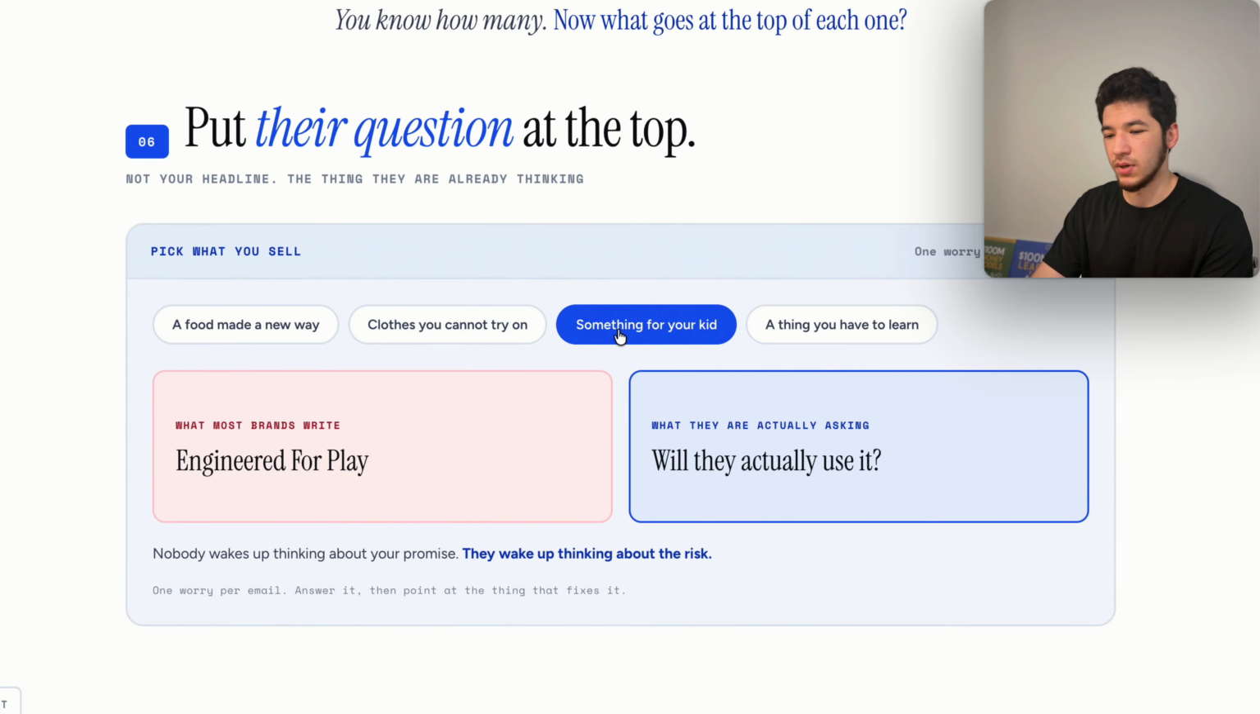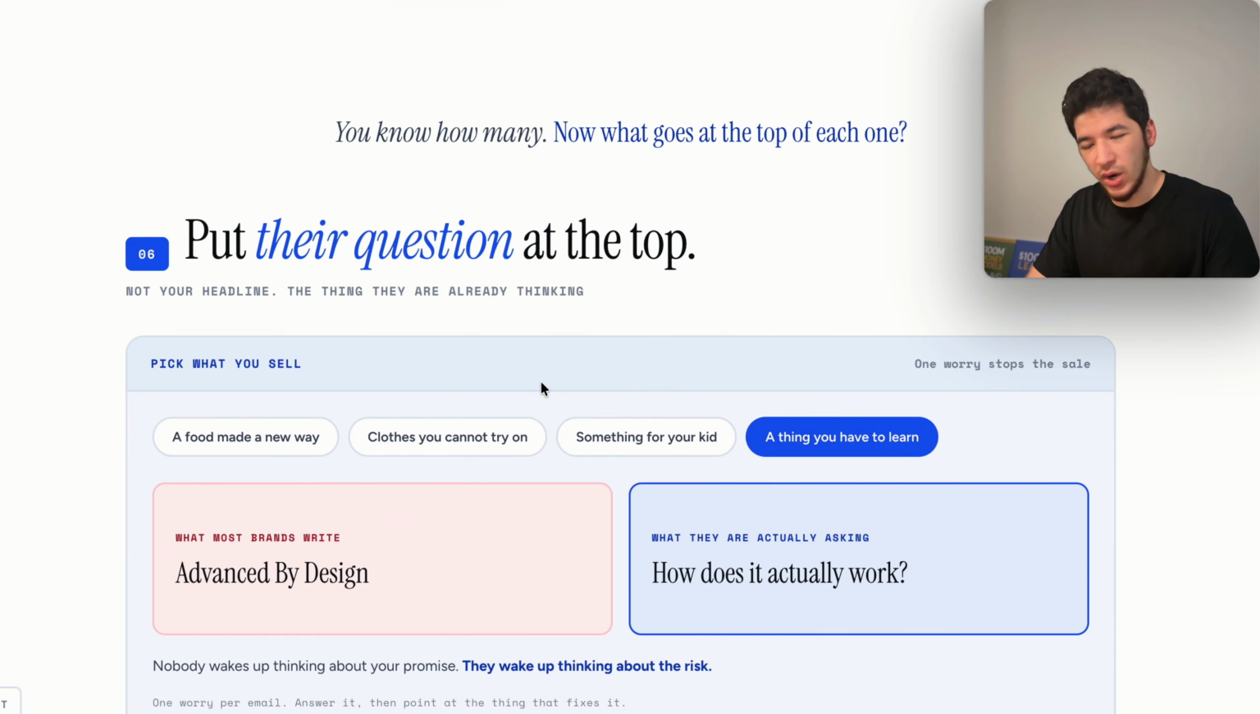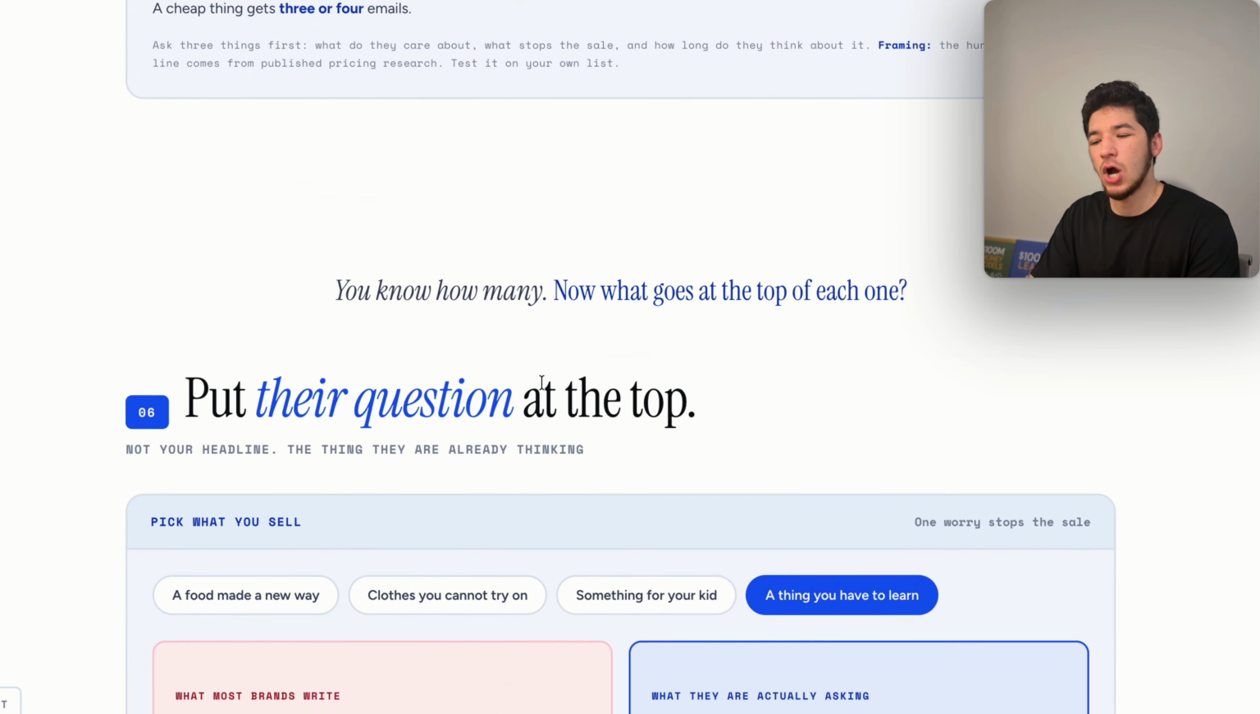Something for your kid, for example. Well, parents will usually buy this stuff, but if a kid sees that, he doesn't even know what engineered means. So will they actually use it? Is the question the parents are asking. So that's what you need to tackle in the emails. And then another thing, let's say there's a thing you have to learn, and it says advanced by design. I don't even know what it means. So you need to address the direct question they have, the main thing that they're worried about, not the vague. Nothing in your copywriting should ever be soulless and purposeless. Everything should be right. So that's the top line that you have.